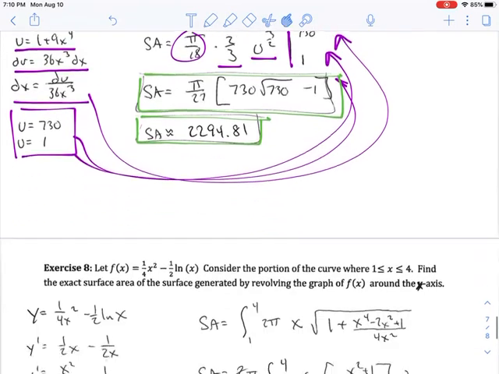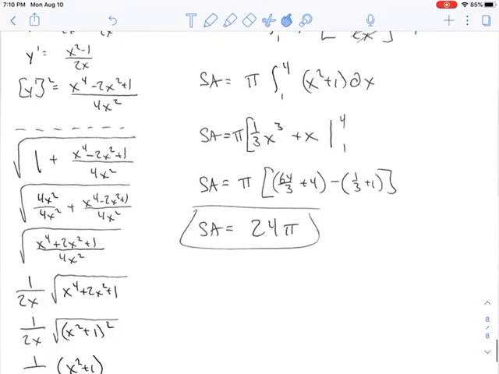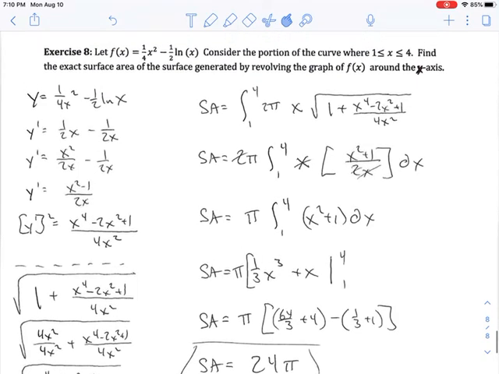I think the next problem, no, not this one. It's in another set of notes. All right, so 1/4 x squared minus 1/2 log of x. Consider the portion of the curve from 1 to 4, and we want to revolve it around the x-axis. Not sure what that was supposed to say, but we're doing it around the x-axis.